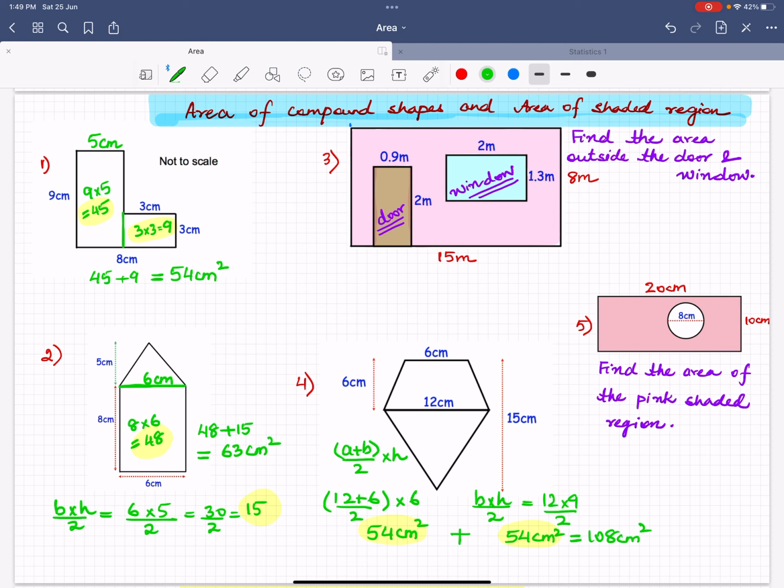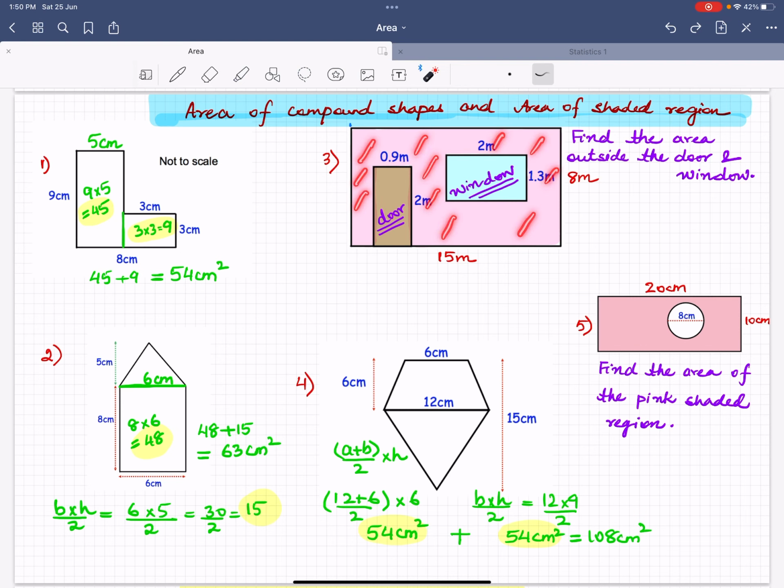Now we come to question number 3. In question number 3 and question number 5, we need to find the area of the shaded region. When we have questions like these, we always have a bigger shape and smaller shapes inside. Our bigger shape is a rectangle and we have smaller shapes, one rectangle and another rectangle, inside the bigger rectangle.